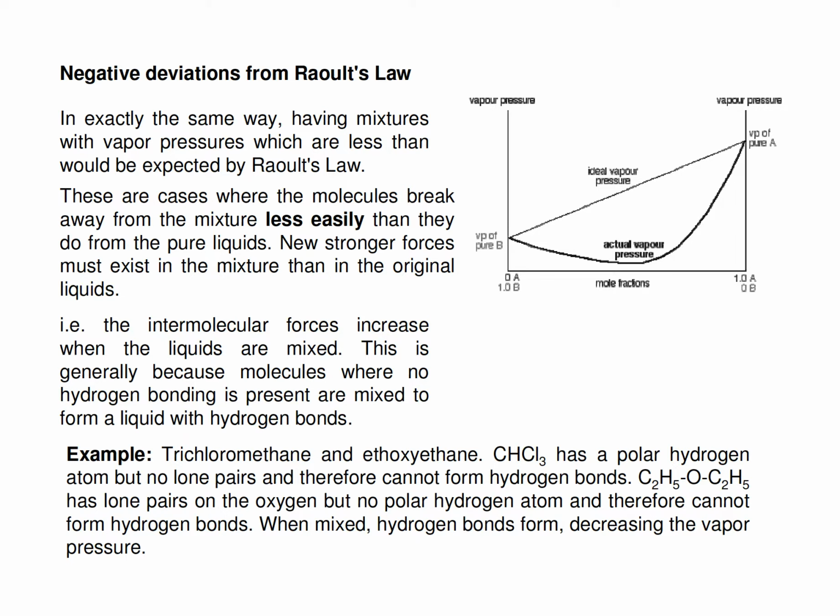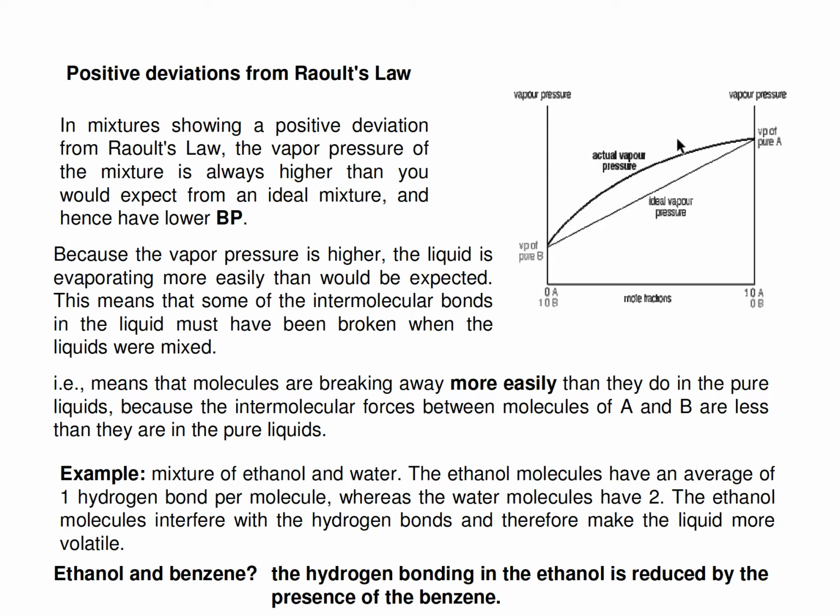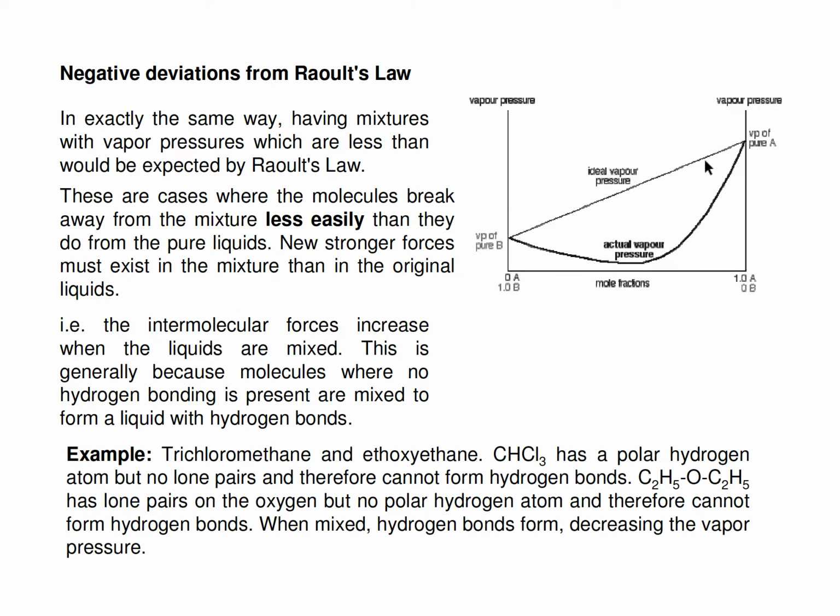Meantime, for the negative deviation from Raoult's law, look at the curve. The curve for the positive is upward, and for the negative it's going downward. In exactly the same way, we have mixtures with vapor pressure which is less than would be expected by Raoult's law, and these are cases where the molecules break away from the mixture less easily than they do from the pure liquids. New, stronger forces must exist in the mixture than in the original liquids.